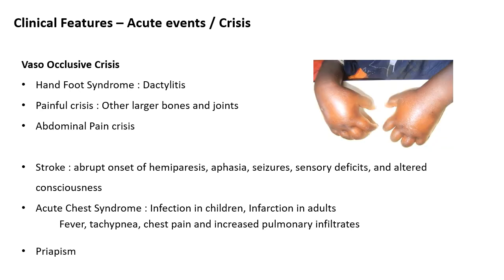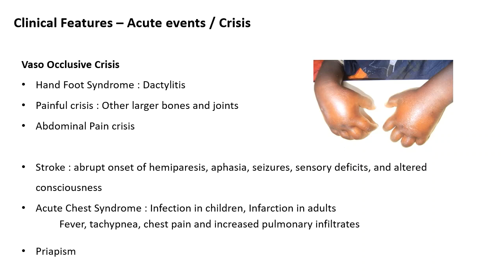In vasoocclusive crisis, the most common is hand-foot syndrome or dactylitis. It is the most common presenting symptom in childhood. As age grows, the painful crisis reaches other larger bones and joints, and if there is infarction in the mesenteric vessels, the abdominal pain crisis happens. Stroke is an important acute event and is responsible for most of the mortality and morbidity in sickle cell anemia. It is abrupt onset of hemiparesis, aphasia, seizures, sensory deficits, and altered consciousness.